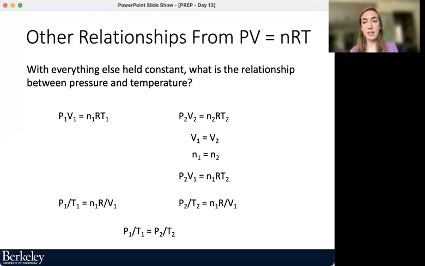What I want to emphasize here is that you don't need to memorize stuff. Every once in a while you'll need to, but often if you just have a few tools like PV equals nRT, you can move them around to figure out a bunch of different relationships. Any questions?